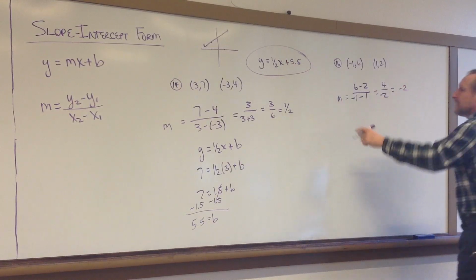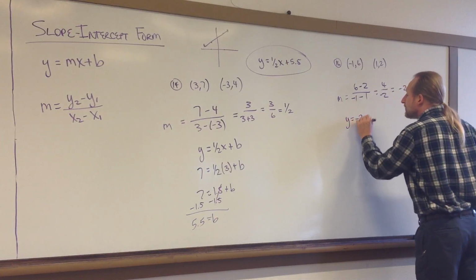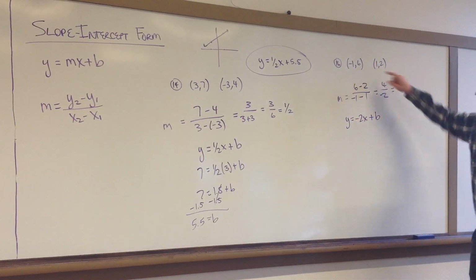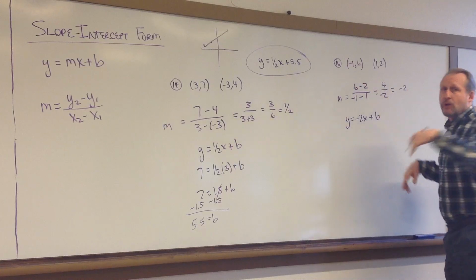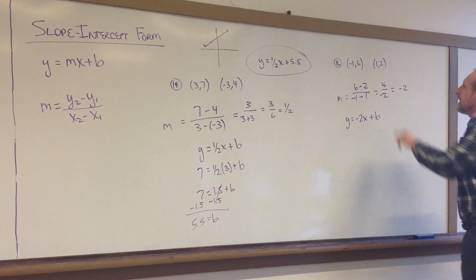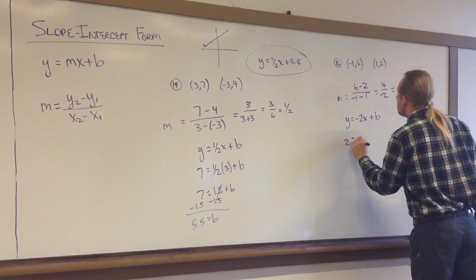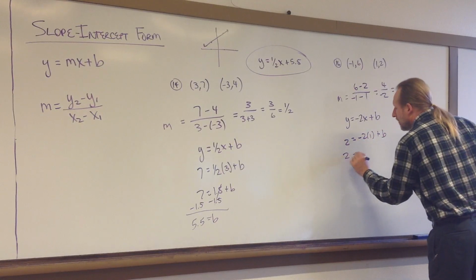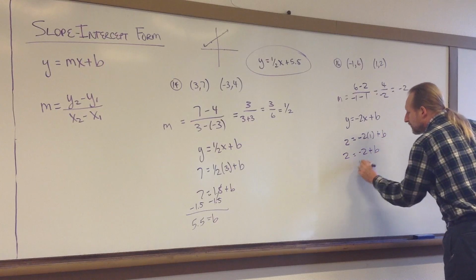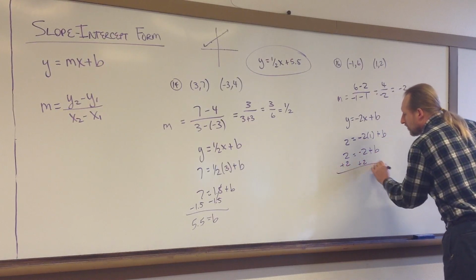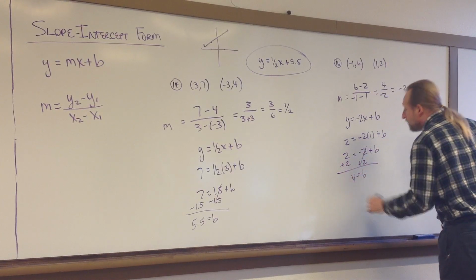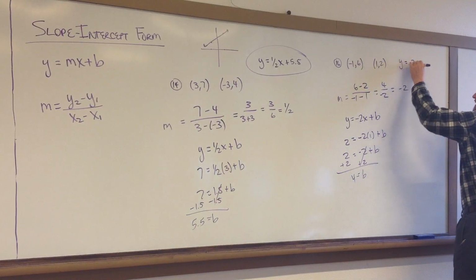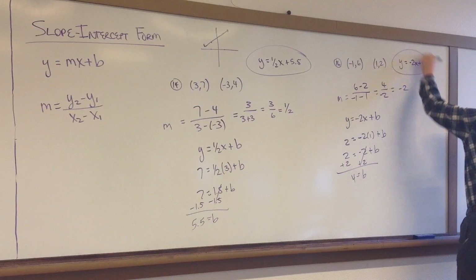All right, so now let's write the equation y equals -2x plus b. And now we'll plug in these points. It doesn't matter which one you plug in, you'll get the same answer either way. I'll plug in the 2 here for the y and the 1 for the x. So 2 equals -2 plus b. Move the 2 over here. b equals 4. And so now we've got our equation: y equals -2x plus 4.